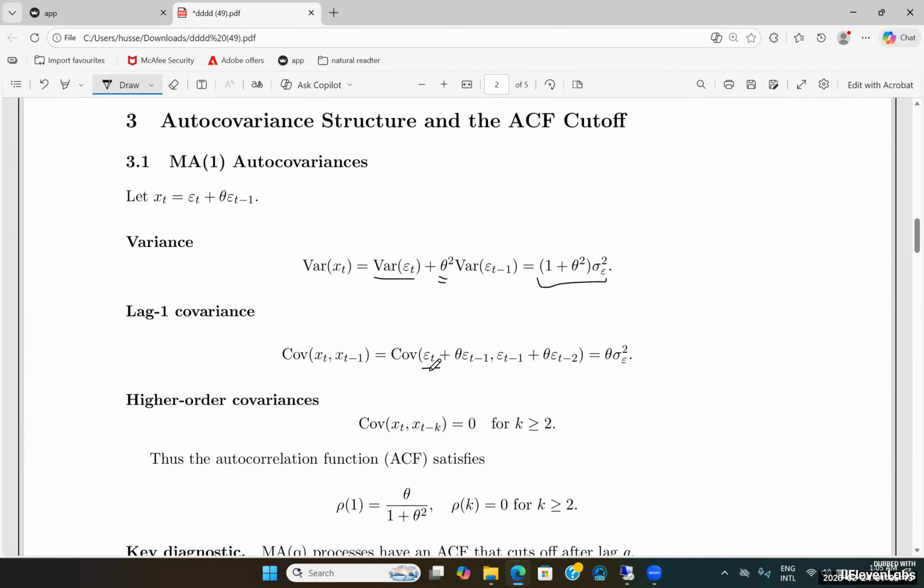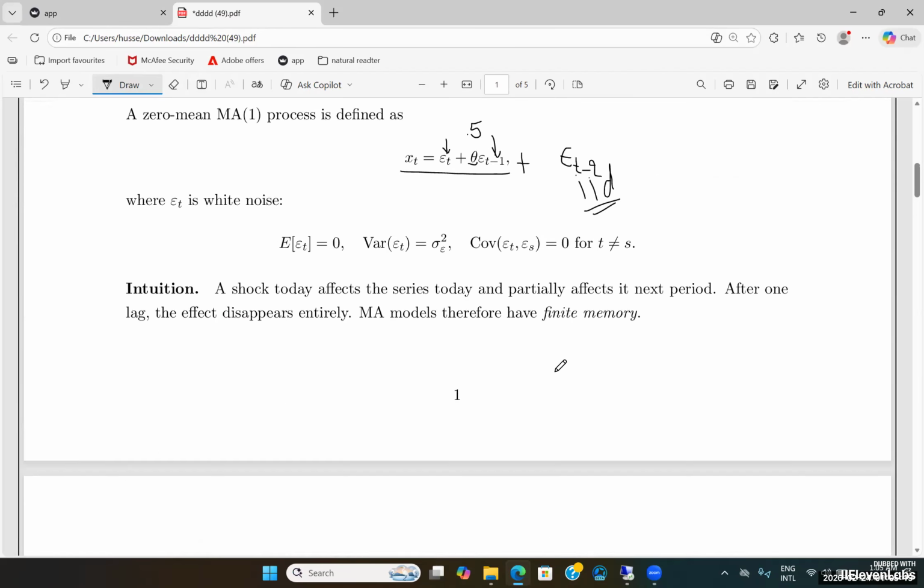Observe that the covariance, for instance, between the error term at time t and the error term at t minus 1 or even t minus 2 is precisely 0. This is because we previously assumed that there is no serial autocorrelation present within the error terms. Consequently, the only remaining term in our equation is this specific one, which is simply the variance of the error multiplied by the parameter theta.